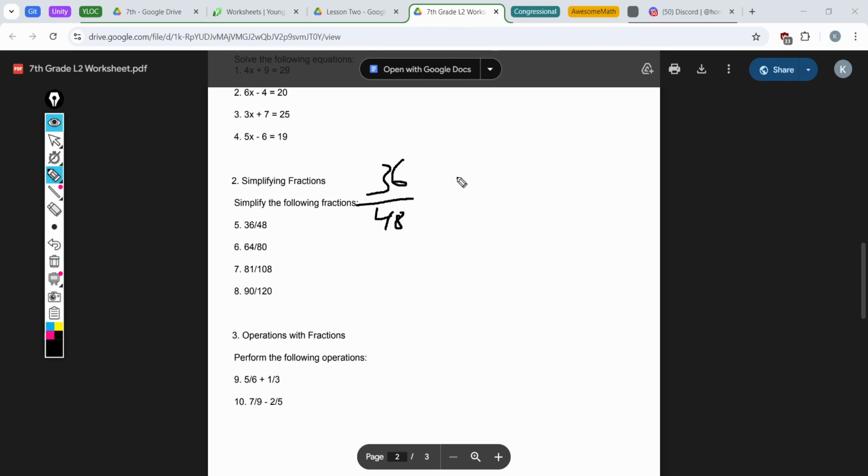could just divide the top and the bottom by 6 to get 6 over 8, and then you'll see that they have another factor, which is 2, which will give us 3 over 4. So even if you don't get it in one shot, you can just do it in steps.